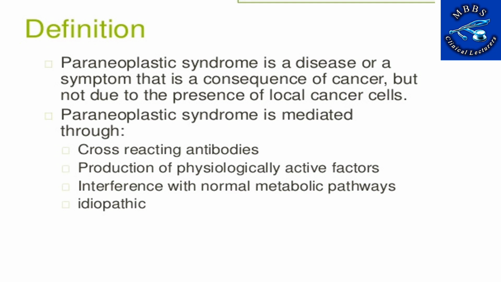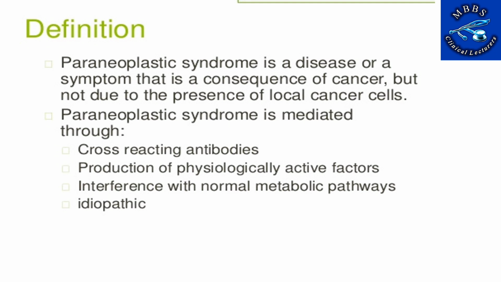So the patient with this tumor presenting with Cushing syndrome, we can say this is a paraneoplastic syndromic presentation. Other syndromic presentations are also given in your chart.